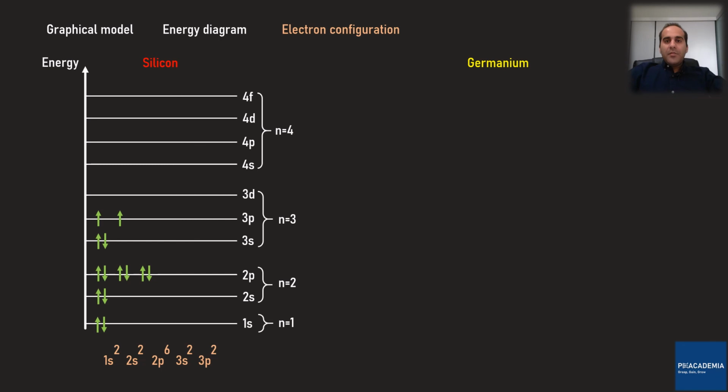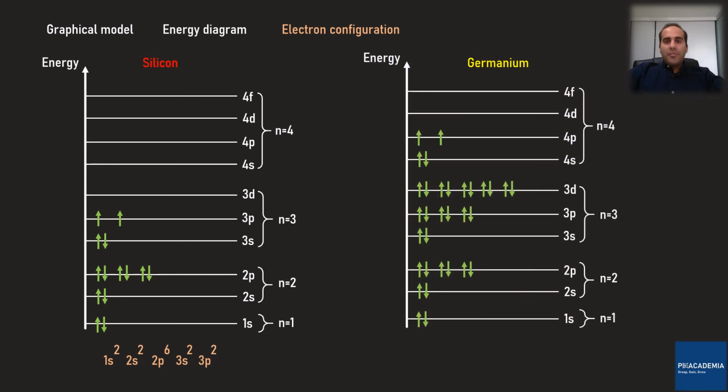Here we have the germanium atom energy diagram. Pause the video and write the germanium electron configuration yourself before I show it to you. Are you done? Well, the electron configuration for the germanium atom is 1s2, 2s2, 2p6, 3s2, 3p6, 3d10, 4s2, and 4p2.